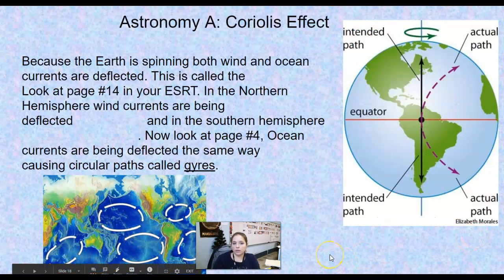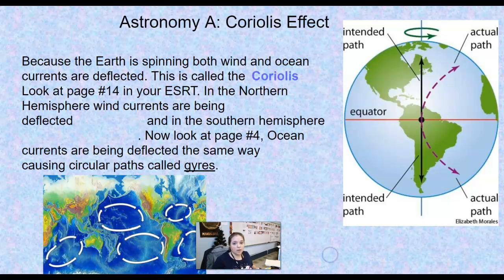So how else does Coriolis affect us? Well, because the Earth is spinning, both wind and ocean currents are deflected. This is called the Coriolis effect. Now on page 14 in your reference table, planetary winds right here, that is a huge thing. This tells you which way the wind currents are going. And you'll notice that in the northern hemisphere, the wind currents are being deflected clockwise, and in the southern, it's counterclockwise.